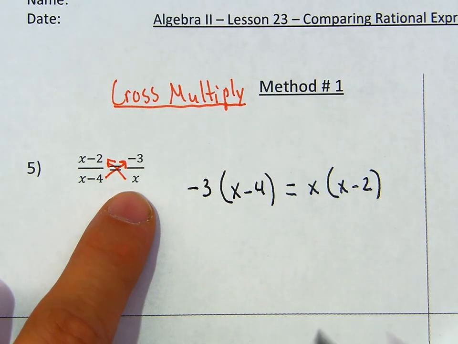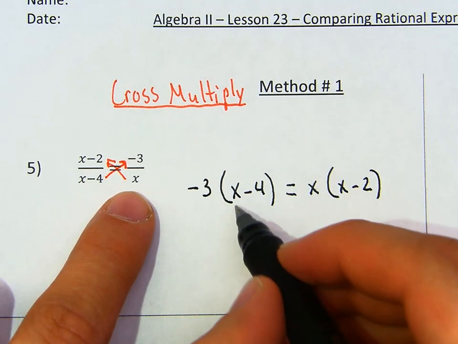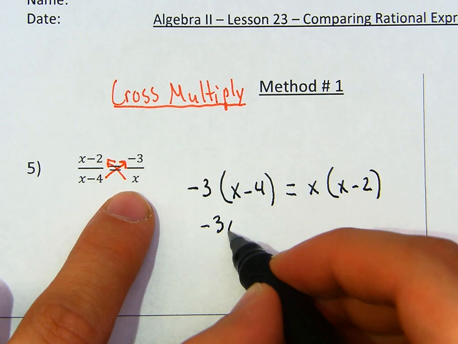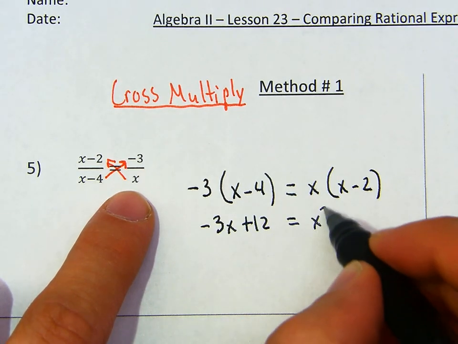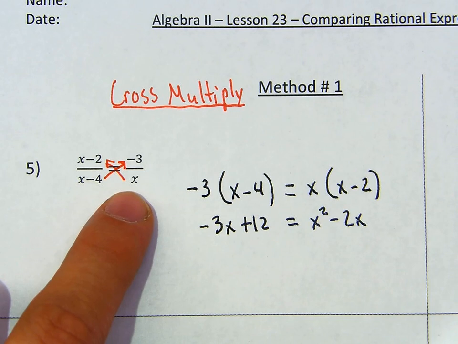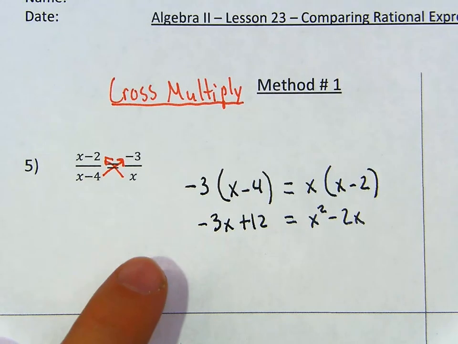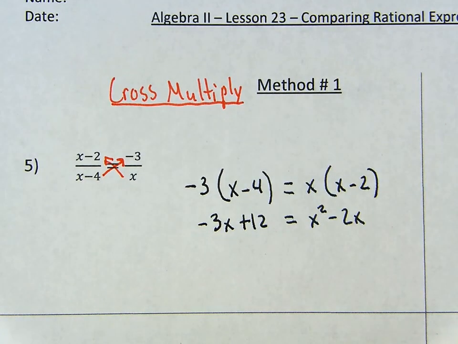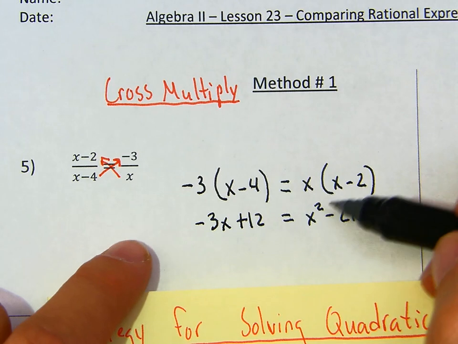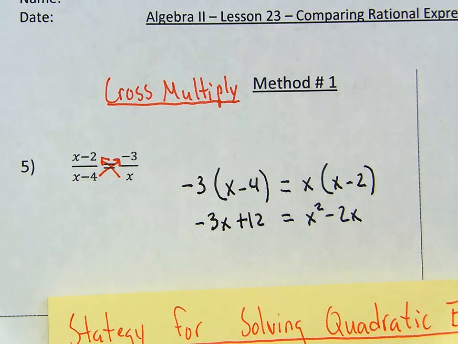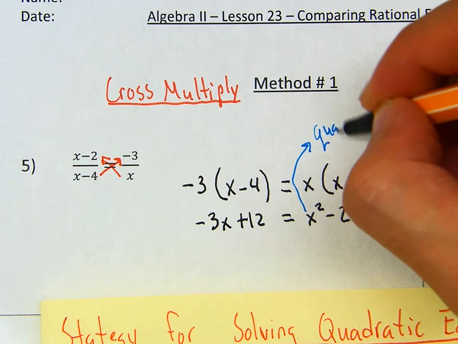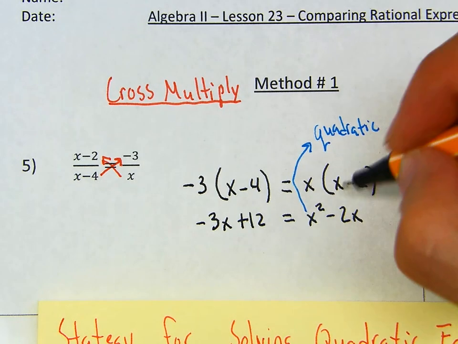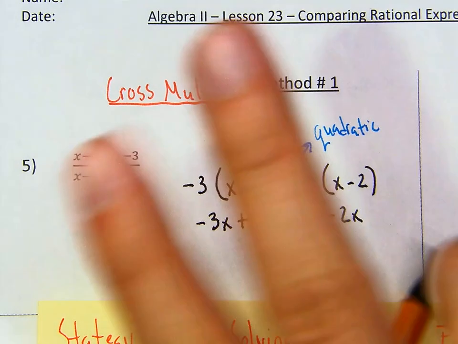Okay? And then what do we do? We say, okay, negative 3 times x is negative 3x plus 12 equals x squared minus 2x. Okay? And now once you get to this point, you're like, oh man, mister, how do I continue forward? Notice that if you have a square here, we call this quadratic, right? This word quadratic, because the degree, the highest exponent is 2.